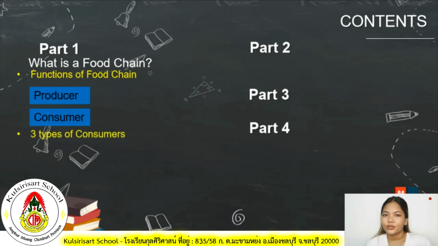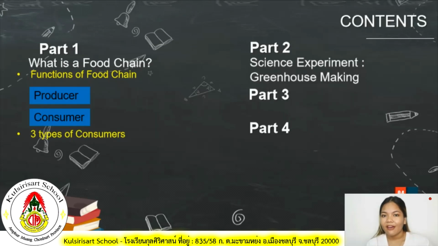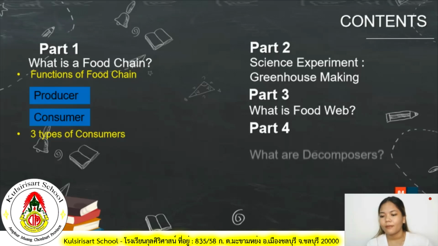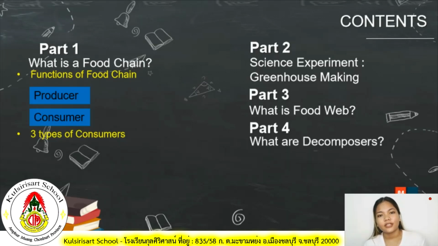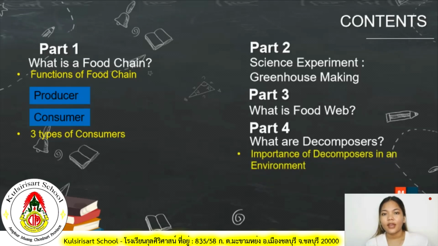For part 2 of this video, we will have an experiment, and this is about greenhouse making. For the third part of this video, we are going to discuss what is a food web. And for the last part of this video, we are going to discuss what are decomposers and what is their importance in an environment.